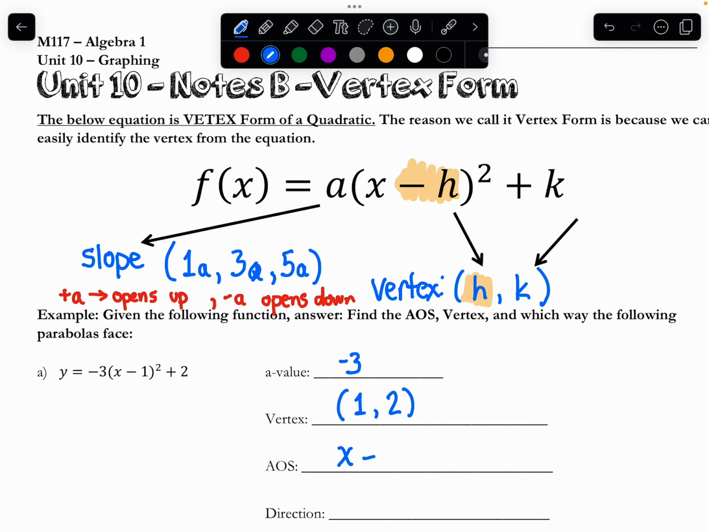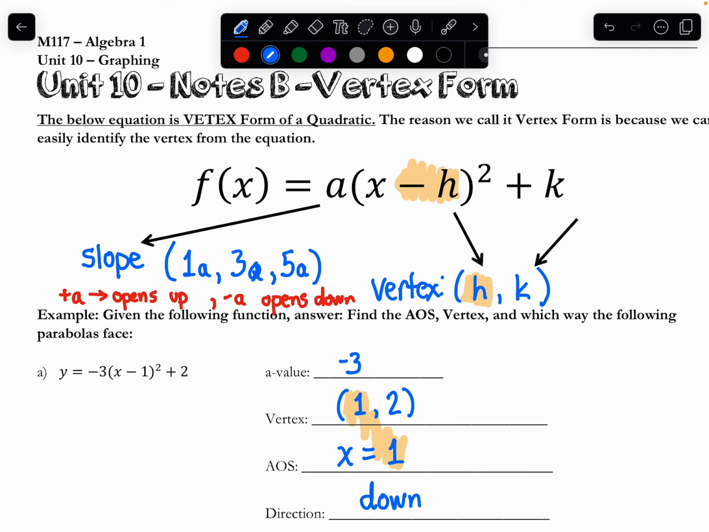Our axis of symmetry is a vertical line that runs through the x coordinate, so it's always going to be x equals 1. Those two are always going to be tied together. So these two are always going to be the same. And then my direction, the A value is negative, so this is a parabola that opens down. So you can use those ideas and try B and C real quick.